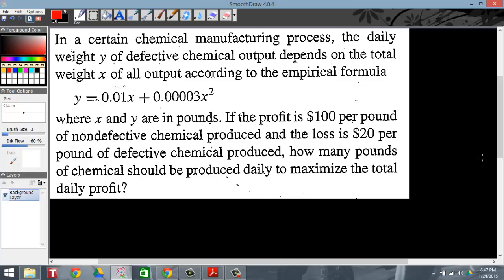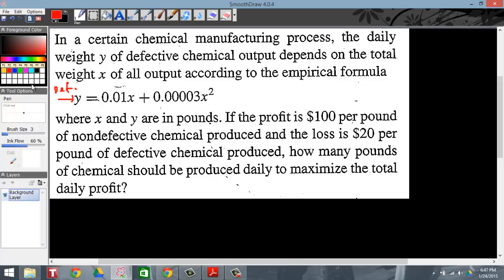A certain chemical manufacturing process: the daily weight, Y, of defective chemical output depends on the total weight, X, of all output according to the empirical formula, where X and Y are in pounds. If the profit is $100 per pound, actually, before we even read on, let me establish a couple things. What this sentence is saying here, this really difficult to understand sentence, they're saying that Y is all of the defective chemical.